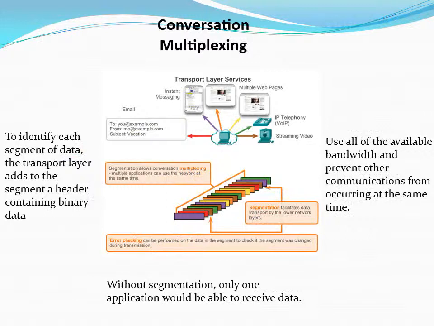Conversation multiplexing. Sending some types of data across a network as one complete communication stream could use all of the available bandwidth and prevent other communications from occurring at the same time. Without segmentation, only one application would be able to receive data. To identify each segment of data, the transport layer adds to the segment a header containing binary data. This header contains fields of bits. It is the values in these fields that enable different transport layer protocols to perform different functions in managing data communication.